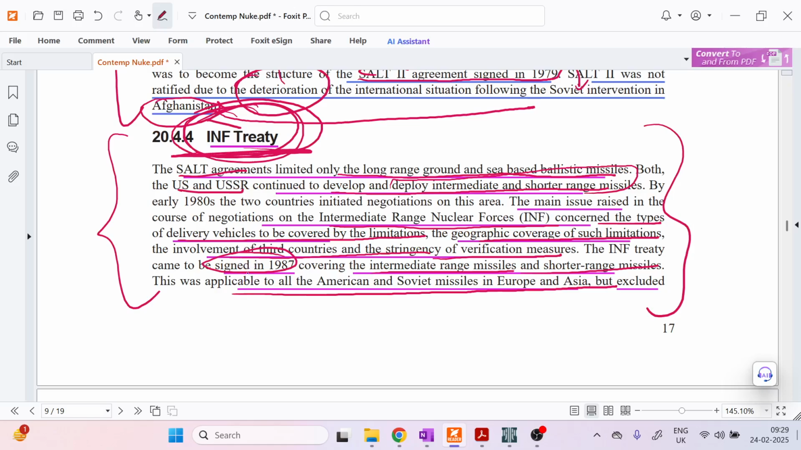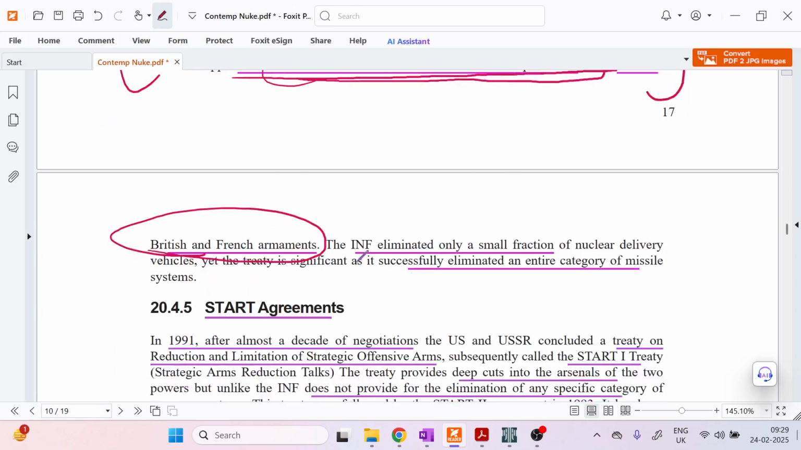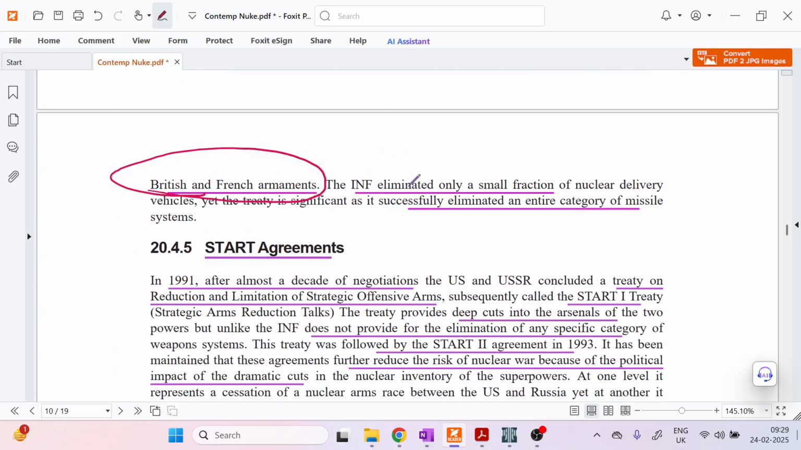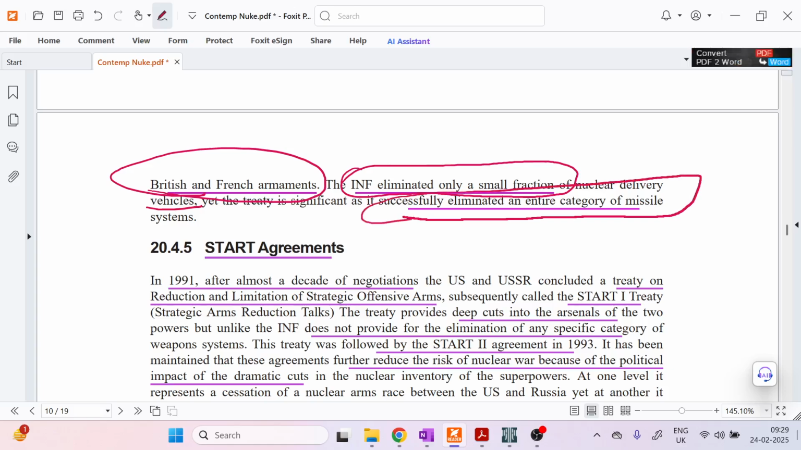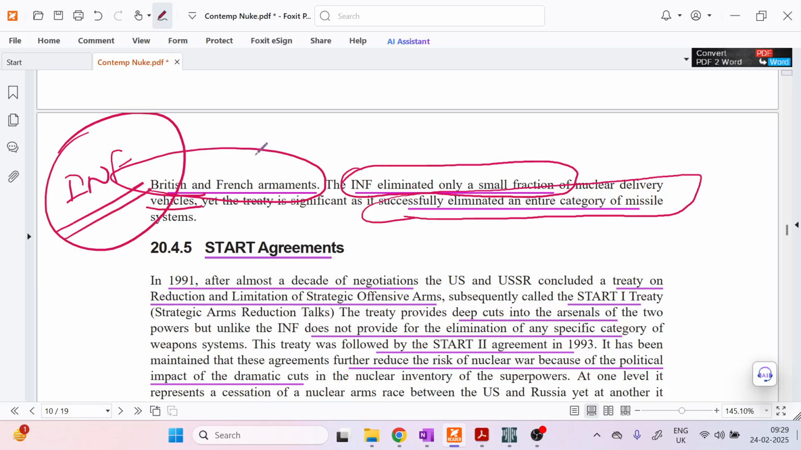And this treaty outlawed all American and Soviet missiles in Europe and Asia. Even if it eliminated only a small fraction of nuclear delivery vehicles, it is significant because it successfully eliminated an entire category of missile system. Because this particular treaty, the INF Treaty, reduced all intermediate and small delivery vehicles.